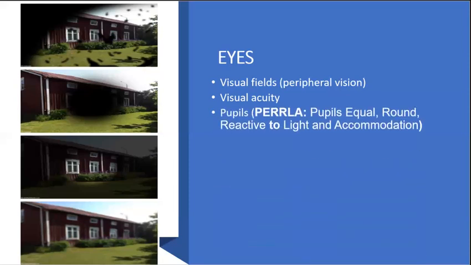When you're assessing the pupils, we use this acronym PERRLA. Pupils equal, round, reactive to light, and accommodation. So that's an acronym that is used to document a common pupillary response test. So you want to see the pupils equal, they should be round, they should be reactive to light, and accommodation.